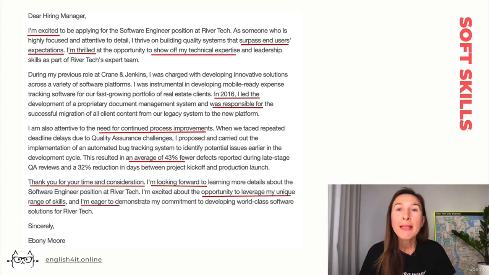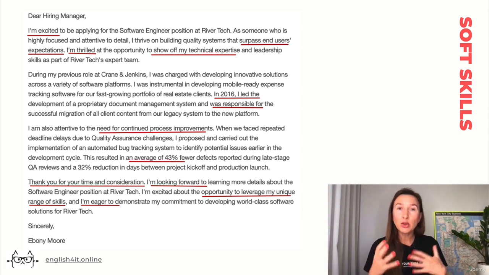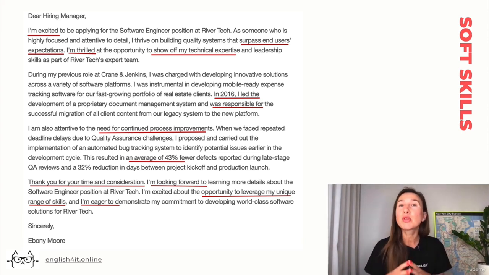All right, next one. "As someone who is highly focused and attentive to detail." So you see, probably in the job they required somebody with a good eye for detail, so the person specifies this at the very beginning. "Attentive to detail, I thrive on building quality systems that surpass end users' expectations," right? So the person here highlights the most important things that they are looking for. It's an eye for detail and quality in what you do.